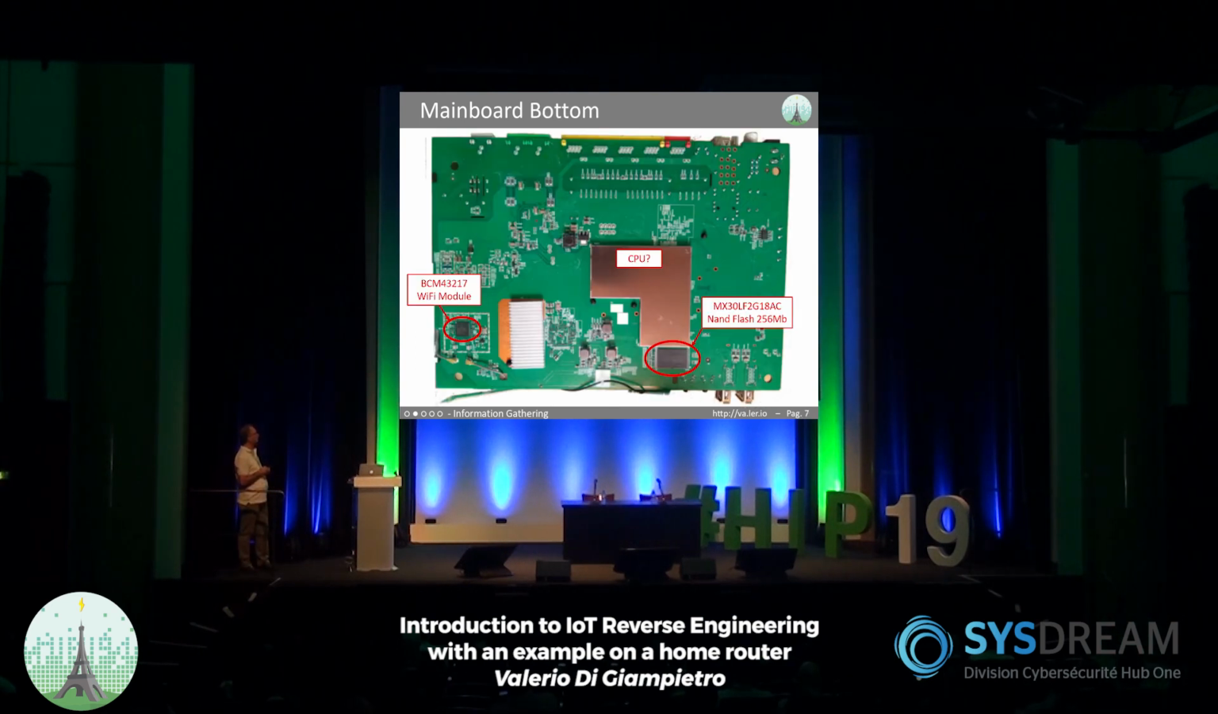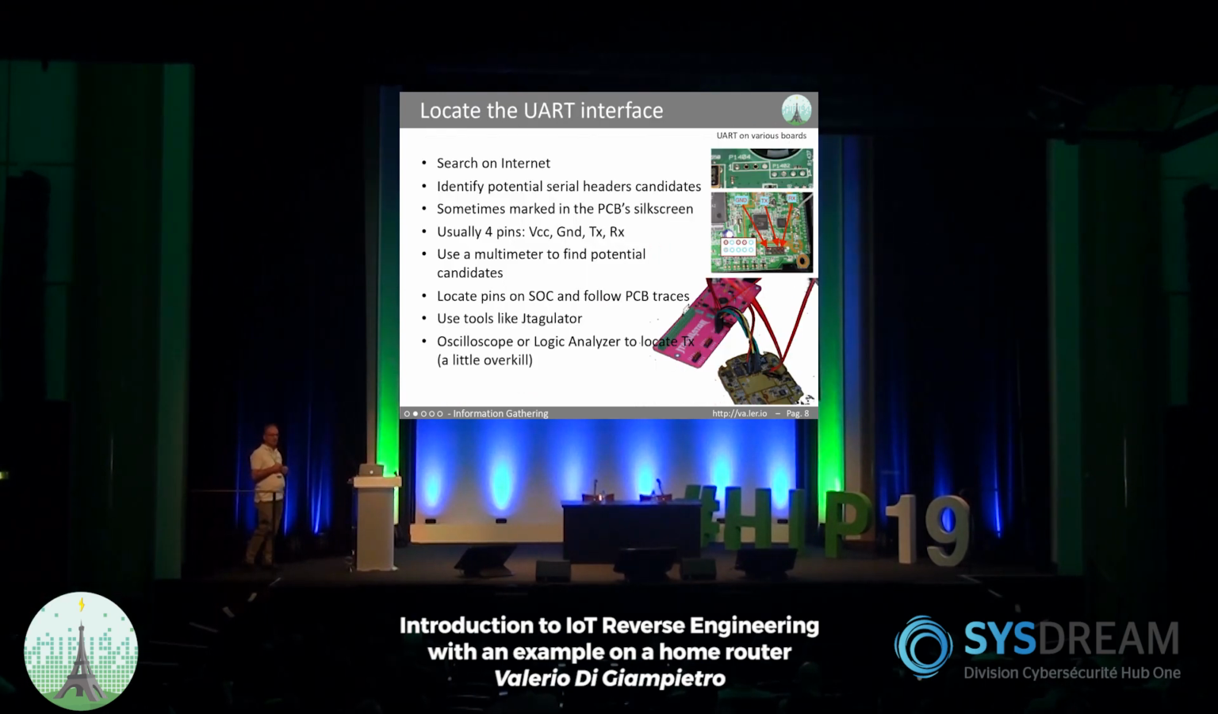Looking at the bottom of the board, we can identify some additional devices, like, for example, the NAND flash device and the Wi-Fi module, but I wasn't able to identify the system on a chip. Maybe it is hidden below that metal sheet used to shield the radio frequencies. Locating the UART interface is very, very important. On the right, you can see the UART position on some miscellaneous boards.